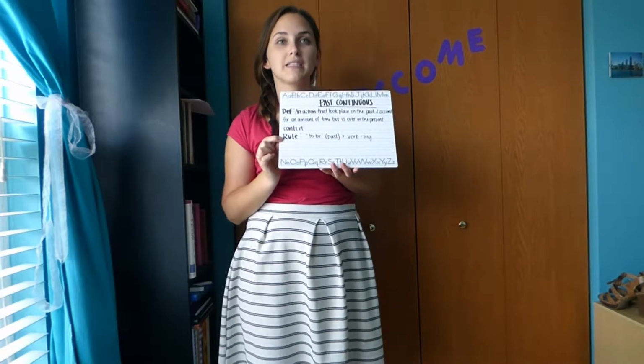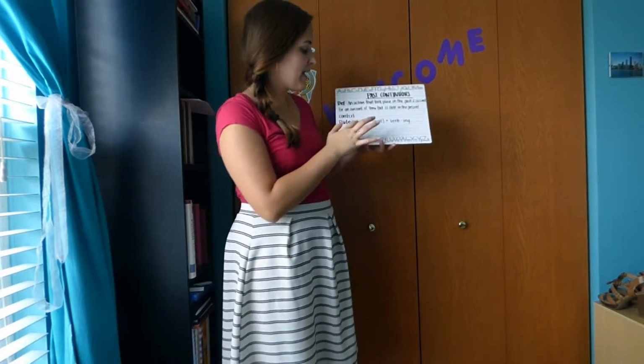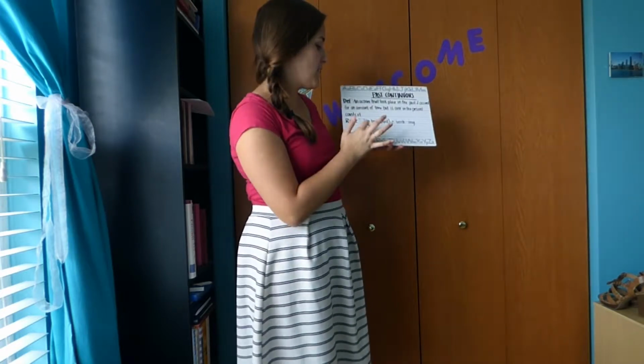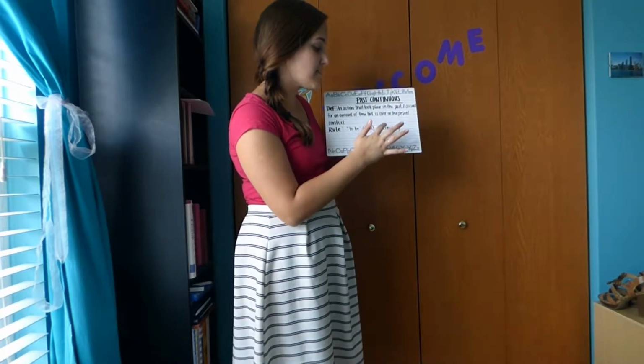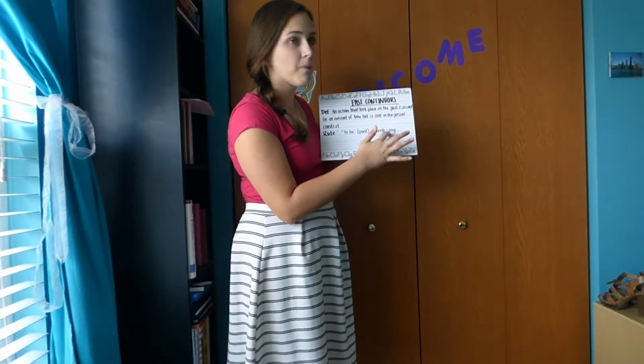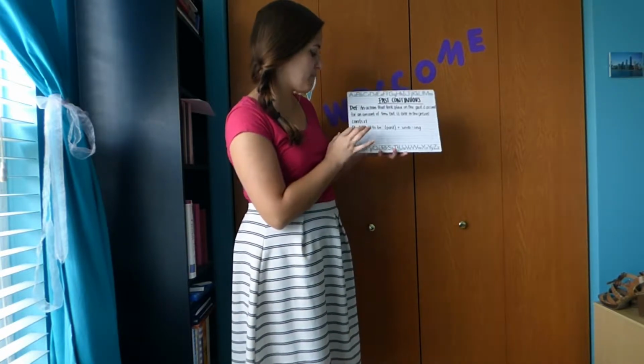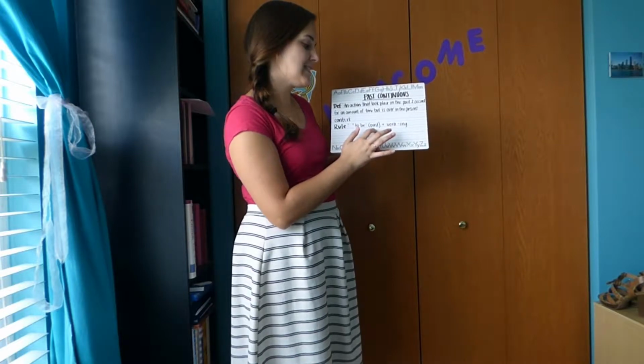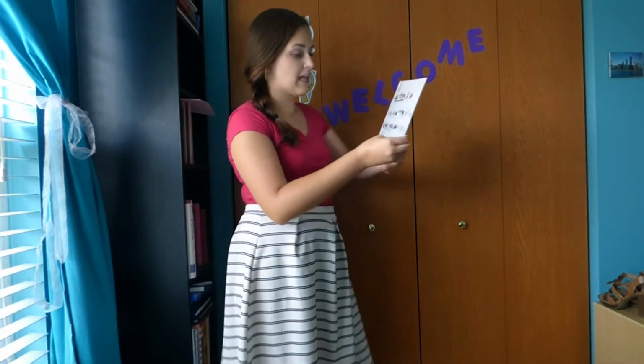The rule for how to conjugate a verb in the past continuous is to be. What's the past tense of to be? Was and were, correct. To be in the past, plus the verb ending in ing. Okay? One more time. To be in the past, plus the verb ending in ing. So I'll give you some examples of what this looks like.